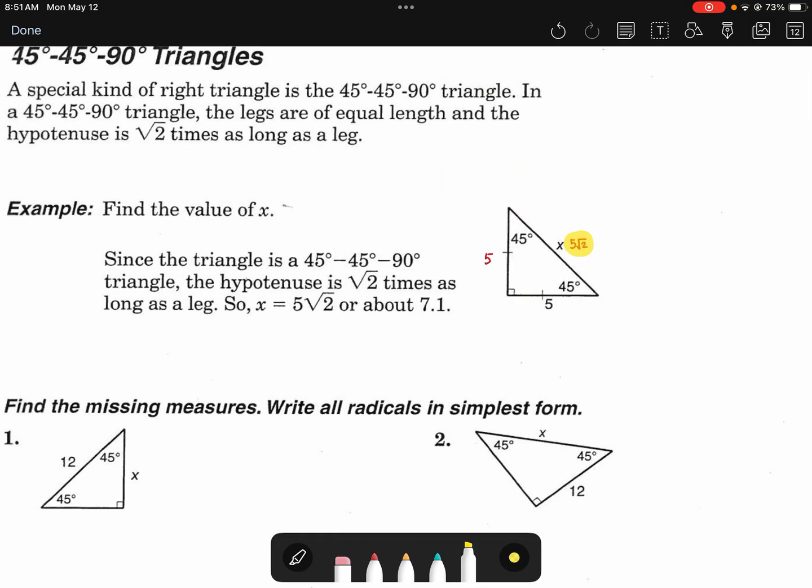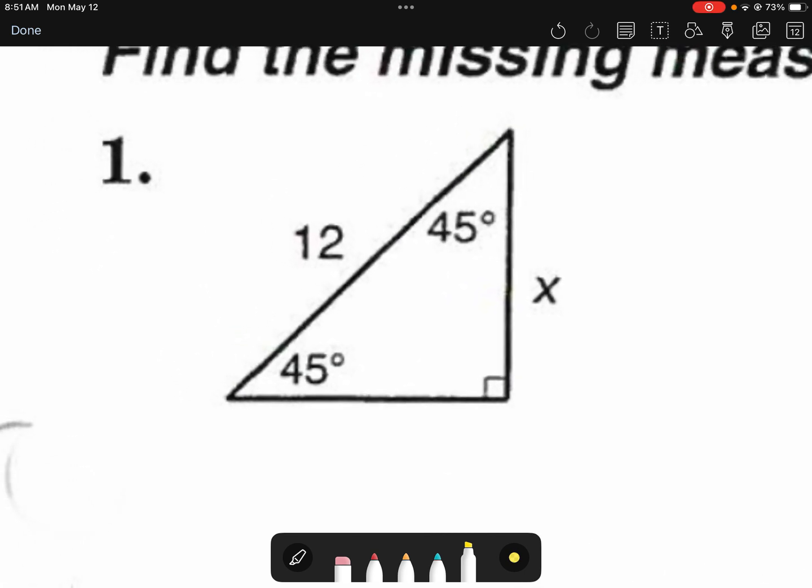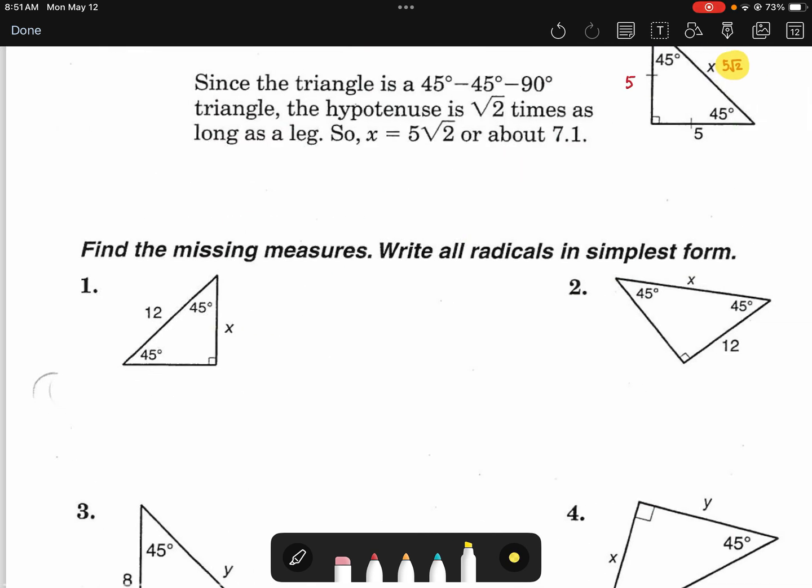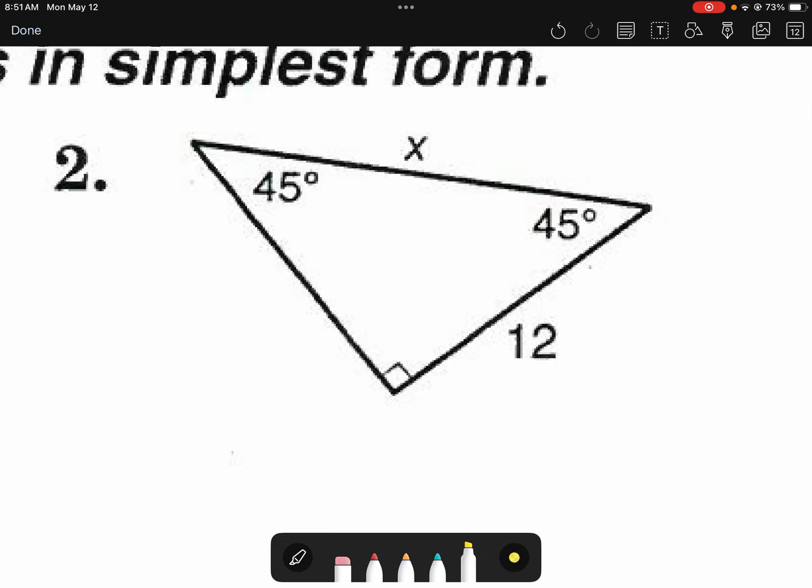Okay? I'm going to show you how fast you should be able to do this. I'm going to skip number 1, though. You'll see why in a second. So we've got a 45, 45, 90 triangle. Your legs are the same. Your hypotenuse is that leg times the square root of 2. That's all you do. There's no work, no calculating.